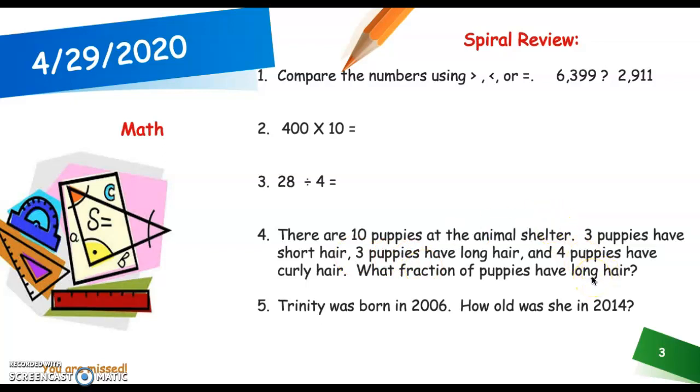Okay? And then last but not least, number 5, Trinity was born in 2006. How old is she in 2014? All right, so our friend Trinity, she was born in 2006, not 2016, 2006. How old is she in 2014? Okay, that is your spiral review for today.